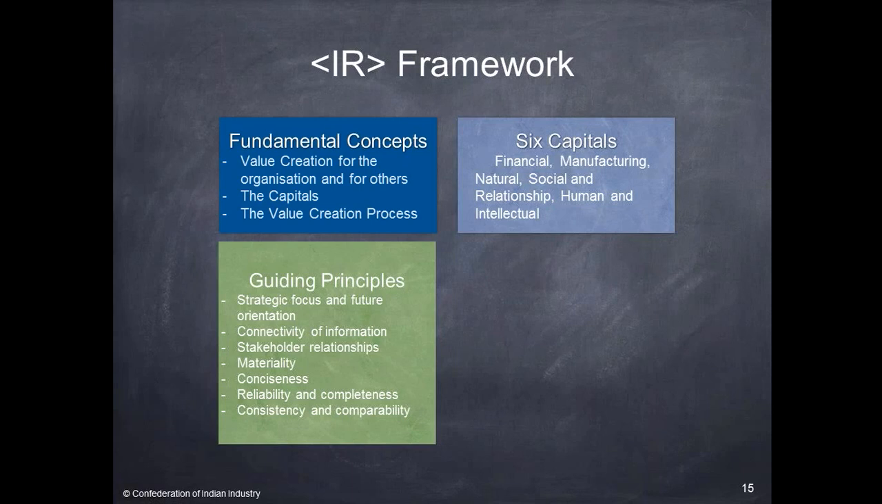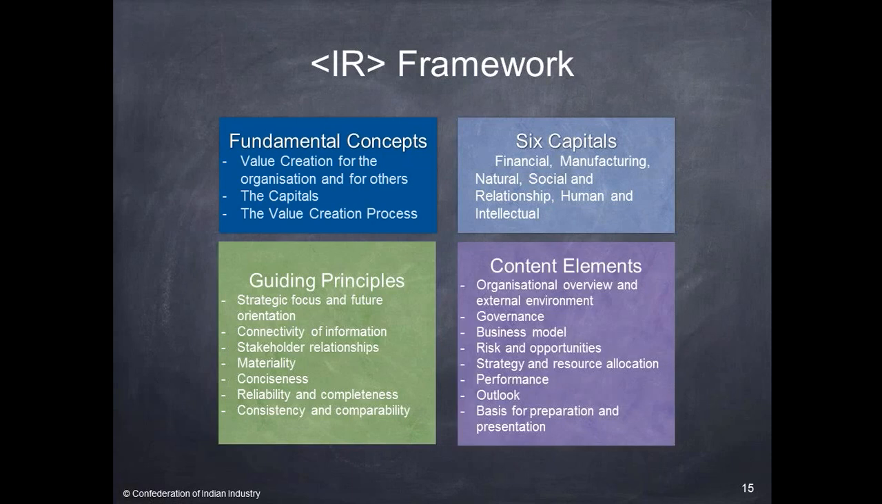So for example, things you report on should be materially important, it should be concise, it should be connected and so forth. And I'll go a little bit more into detail on each one of them. And then the next element is content elements, which is essentially what a good integrated report should include. So in a sense, these are the concepts, principles, and elements, the three basic forms of an IR framework, and the six capitals give you the holistic picture. So let's look at them one by one in detail.